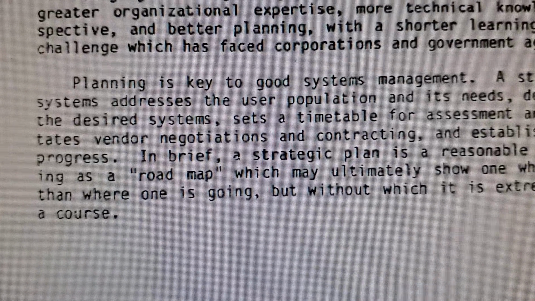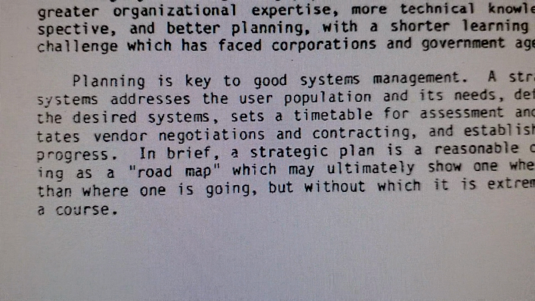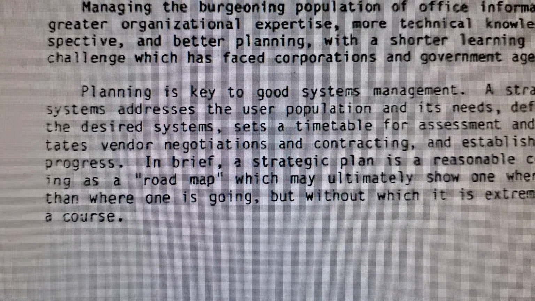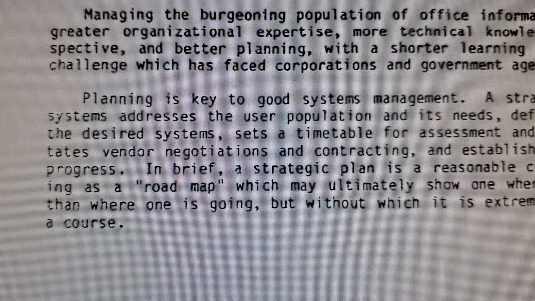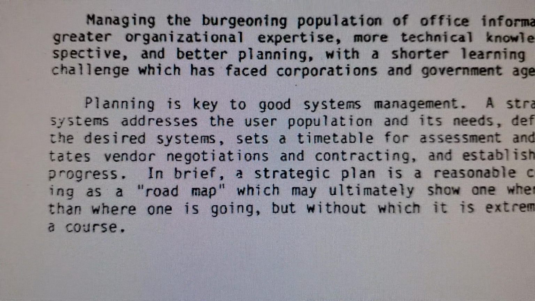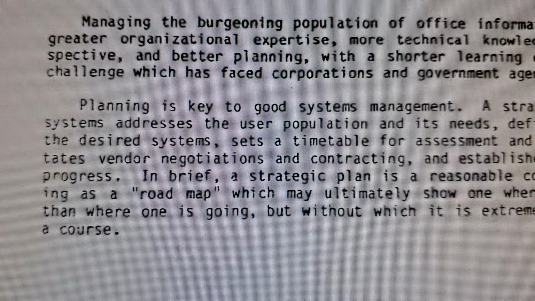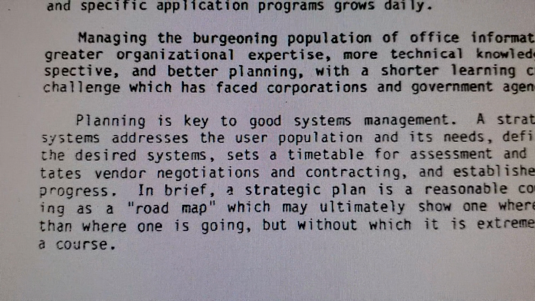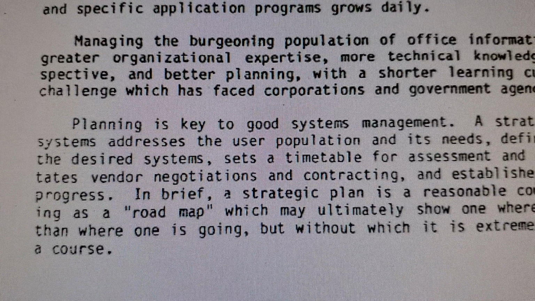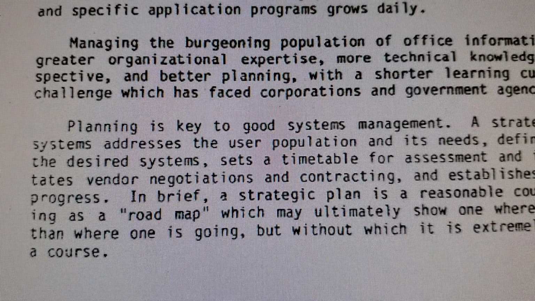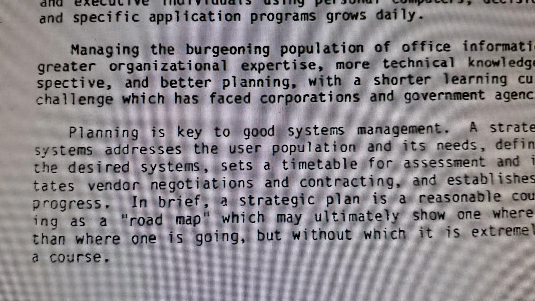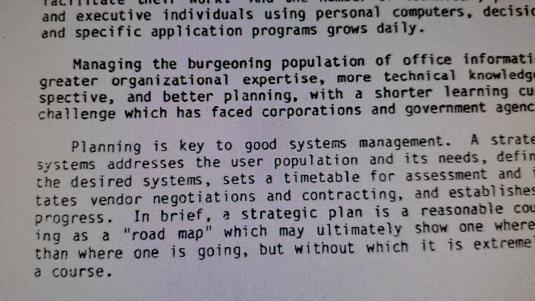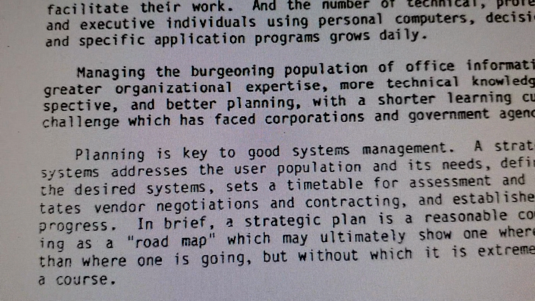So I'm going to read this last paragraph again. So planning is key to good systems management. A strategic plan for office systems addresses the user population as it needs, defines the parameters of the desired systems, sets a timetable for assessment and installation, facilitates vendor negotiations and contracting, and establishes benchmarks to track progress. In brief, a strategic plan is a reasonable course of action serving as a roadmap which may ultimately show one where one has been better than where one is going, but without which it is extremely difficult to chart a course.